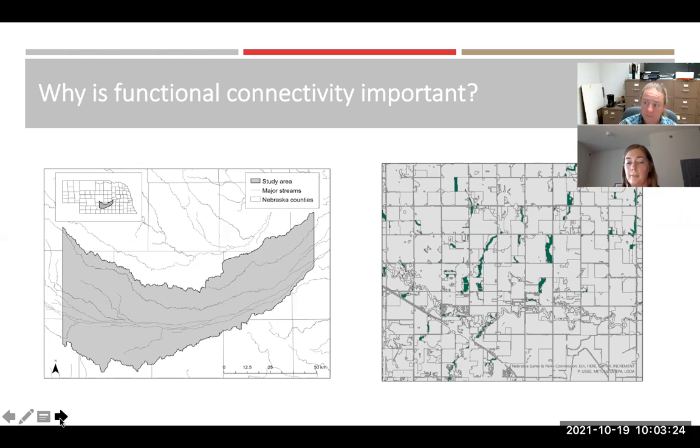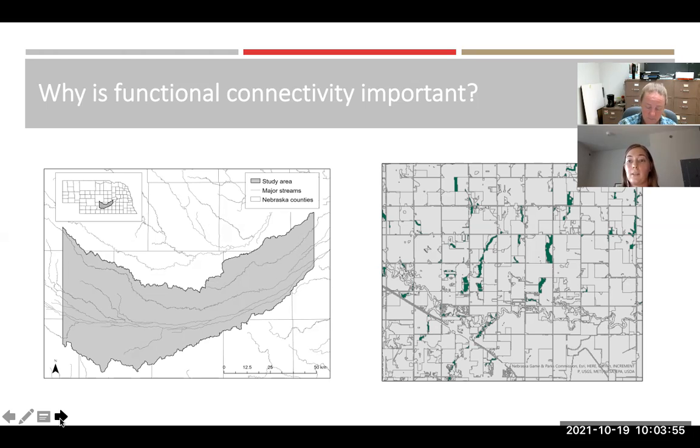So a lot of connectivity analyses are very species specific, which does make sense because species have different movement capabilities and habitat requirements. But it frequently means that I don't think we get a full understanding of how connectivity may vary in a landscape when we're so focused on a single species in this type of approach. So what we were hoping to do here was evaluate connectivity in the Central Platte River Valley with a broader lens and across these multiple scales.